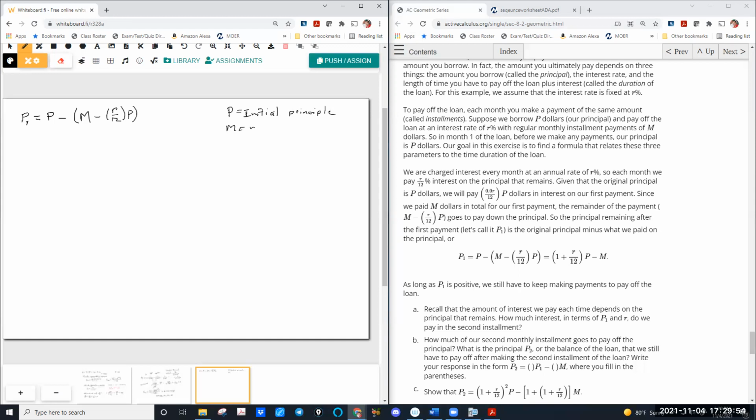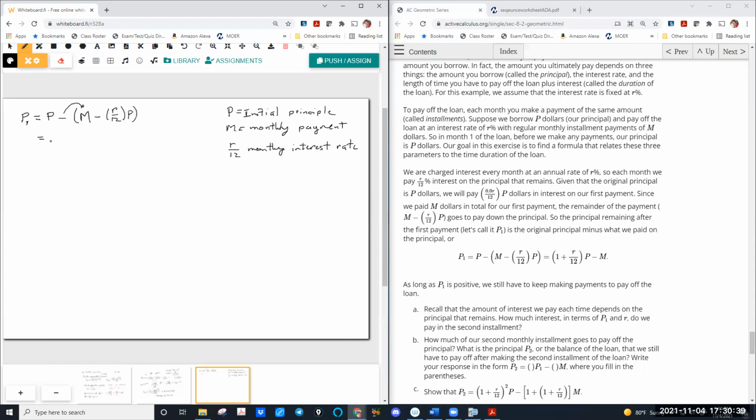M is our monthly payment. Okay, that's what comes on our car bill or mortgage statement. It's the same every month. R over 12 is our monthly interest rate. And what happens is we're going to start to see a pattern emerge. Now, what we're going to do is we're going to rewrite this. And this is, again, not something I expect you to know or memorize or anything like that. I'm doing this because I want you to see where the pattern comes from.